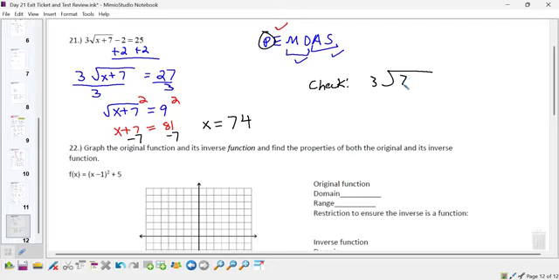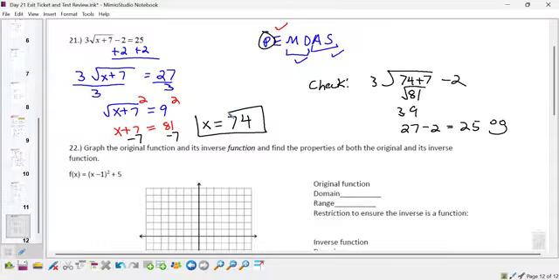Okay, so real quick check, because it is a square root function. 3 root 74 plus 7 minus 2. 74 plus 7 is 81. That's beautiful because the square root of 81 is 9. And 3 times 9 is 27. And 27 minus 2 is 25. And that is happy. And you, my friend, get the box of joy. You are a solution.